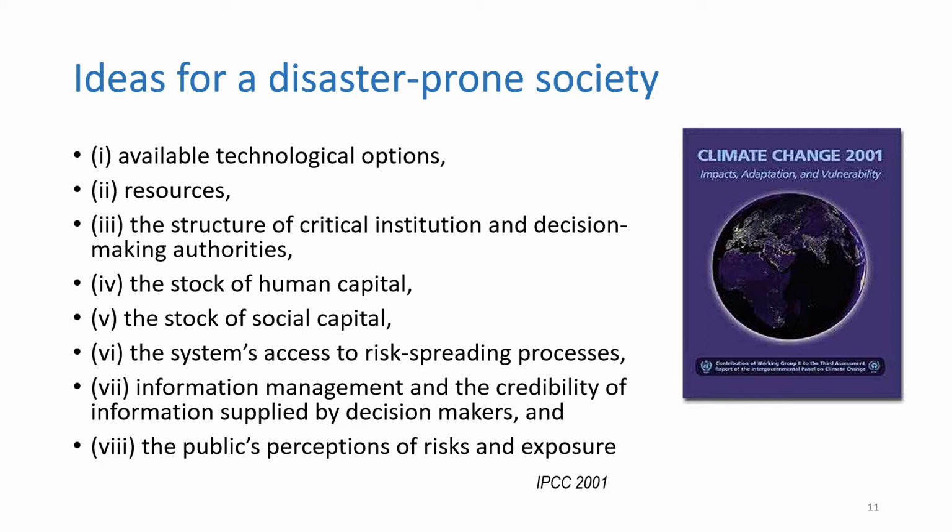Another way to look at disaster-prone societies comes from IPCC reports, and this effort, I believe, was quite nice. This classification came from the IPCC report of 2001, and it lists the following things which are important for a society to be disaster prone. Those are available technological options, resources, structures of critical institutions and decision-making authorities, the stock of human capital, the stock of social capital, the system's access to risk spreading processes, information management and the credibility of information supplied by decision makers, and lastly, the public's perception of risks and exposure.